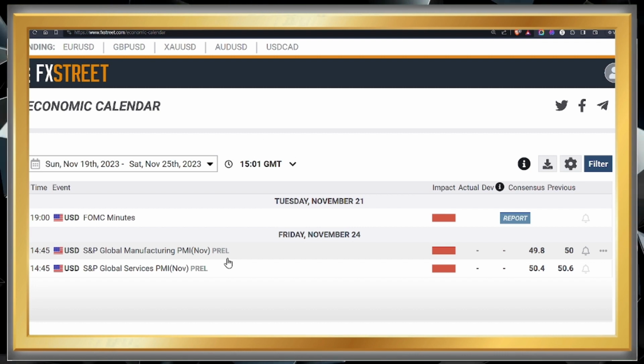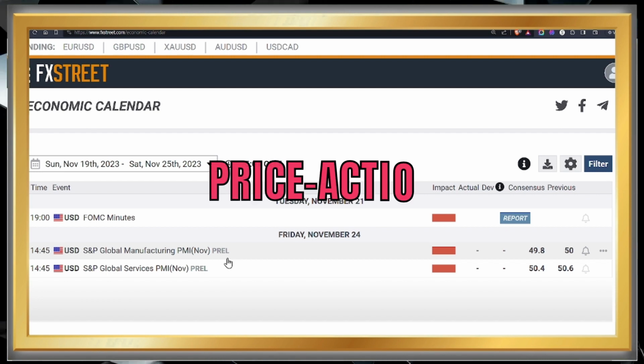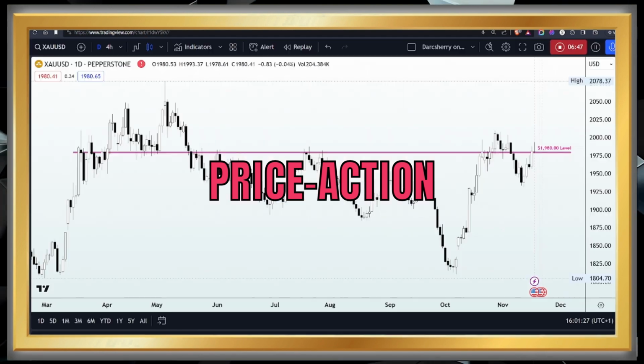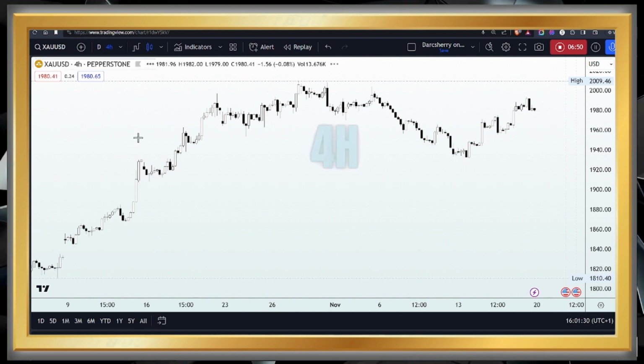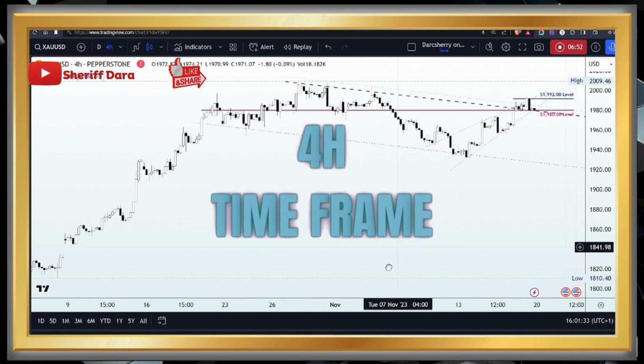So these are the high impact events the majority in the market will be looking forward to this week. And of course, we all know as technical traders, we do understand that the anticipation of such events usually affects the market sentiment, which will reflect on the chart as price action. Now, talking about price action, let's scale down into the 4 hours time frame.